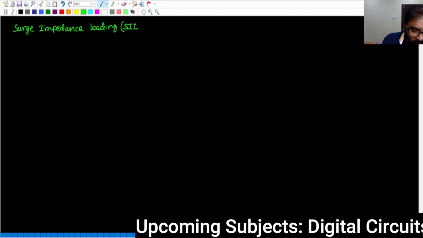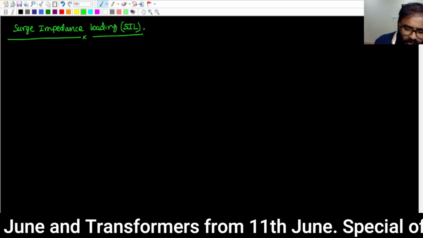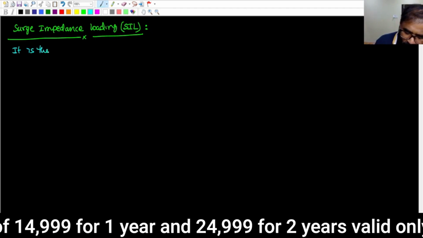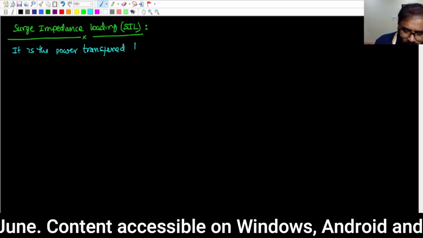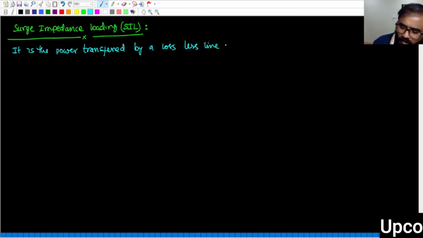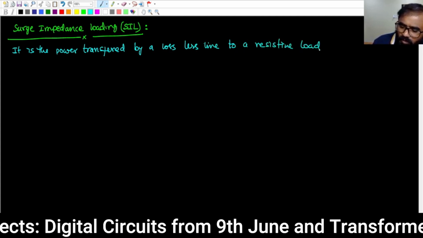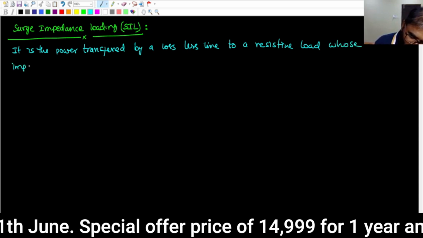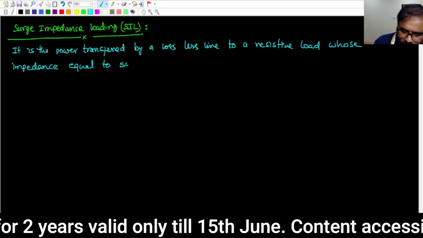So in short, we write SIL. Surge impedance loading means what is mentioned? It is the power transferred by a lossless line to a resistive load whose impedance is equal to the surge impedance of the line.